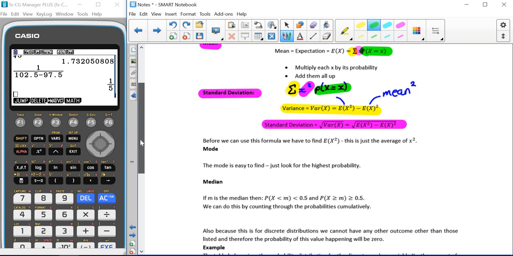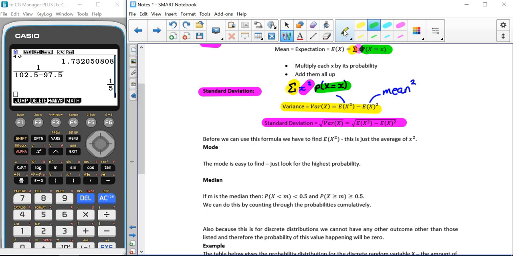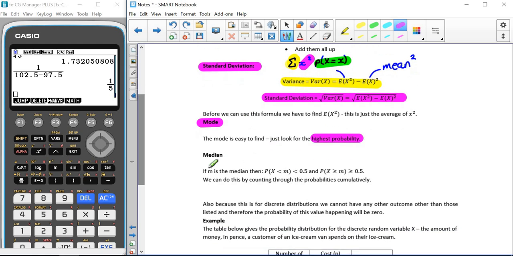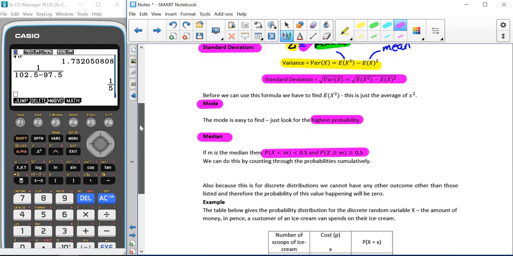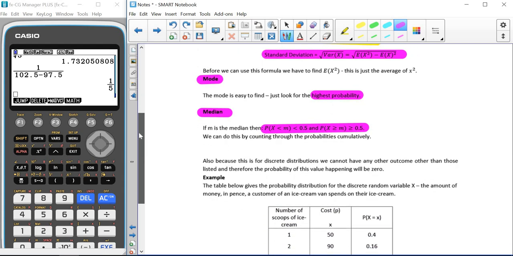The mode is the one that is most likely to happen, and this is easily found because it's the highest probability. The median is also quite easy to have a look at. We're having a look for where our probability of it being less than a value is a half and greater than or equal to is more than a half, and we're going to talk about that in a little while when we get onto the example.